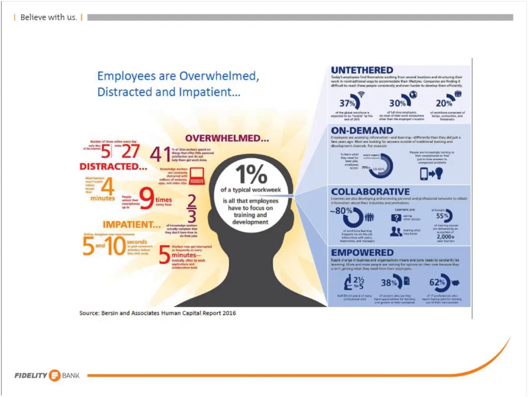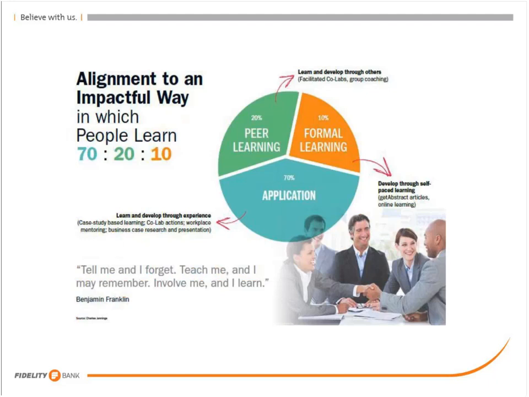Employees, we also believe, are overwhelmed and distracted most of the time by different things happening around them and different things they tend to learn. We think that 1% of a typical work week is all that an employee has to focus on training and development, and this is emphasized in the Bersin and Associates Human Capital Report of 2016. Our whole learning strategy is anchored on the 70-20-10 principle, which is the alignment to an impactful way in which people learn.